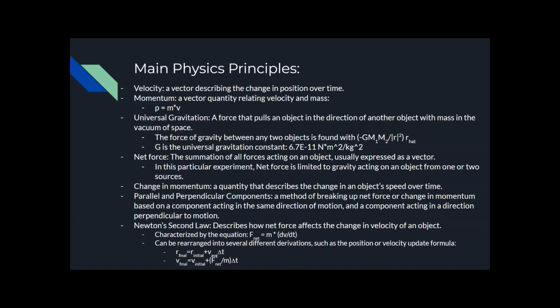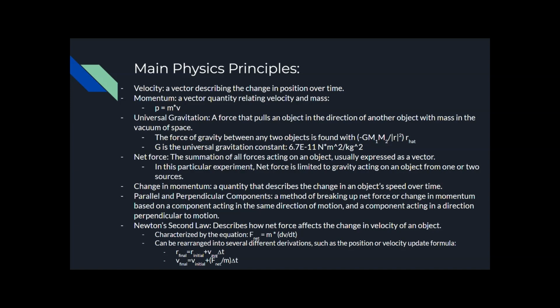Universal gravitation is a force that pulls an object in the direction of another object with mass in a vacuum space. The force of gravity between any two objects is found to be negative G m1 m2 over the magnitude of r squared, r hat, where G is the universal gravitational constant, m1 and m2 are the masses of the two objects, r hat is the direction from the source to the system, and the magnitude of r is simply the distance between the two objects.